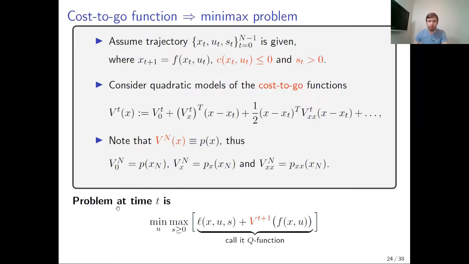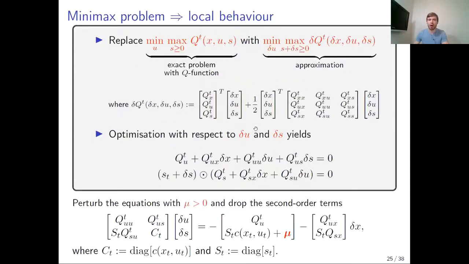the gradient of the terminal cost, and the Hessian of the terminal cost. So the problem at time t with this definition can be written as a minimax problem of the stage-wise Lagrangian function plus the V function depending on the next state computed as f(x,u). Let's call everything inside the square brackets Q, call it Q function, and consider how this minimax problem with Q function can be resolved to establish the local behavior of the controls and dual variables.